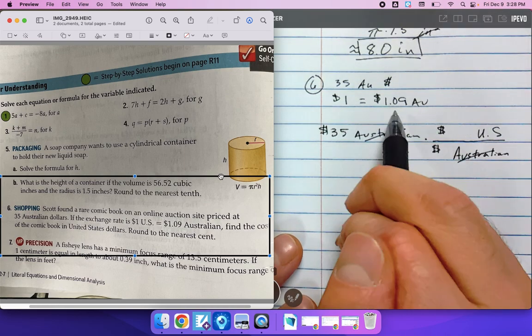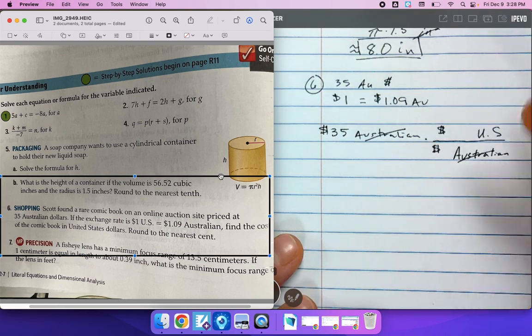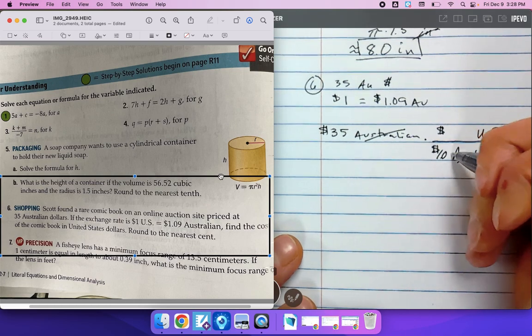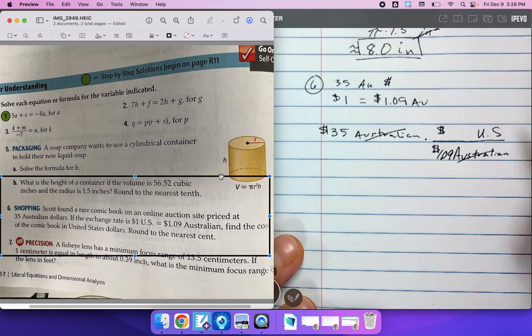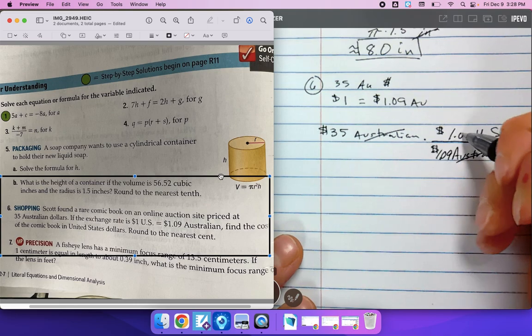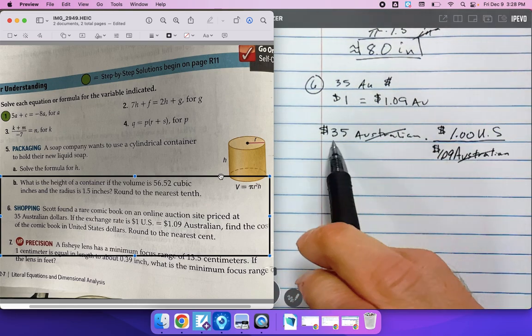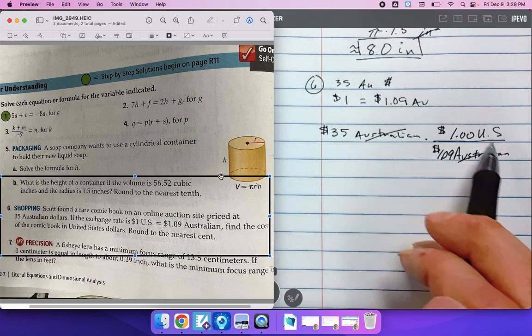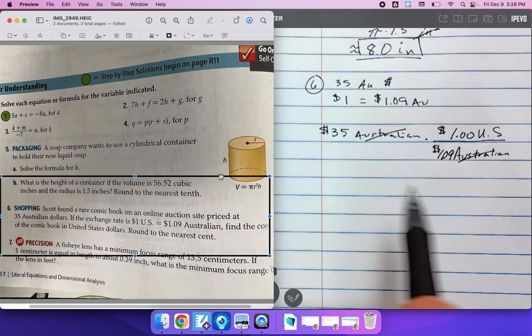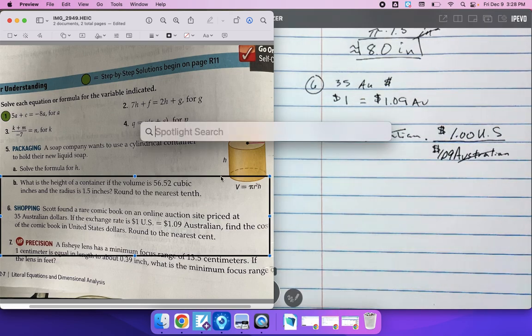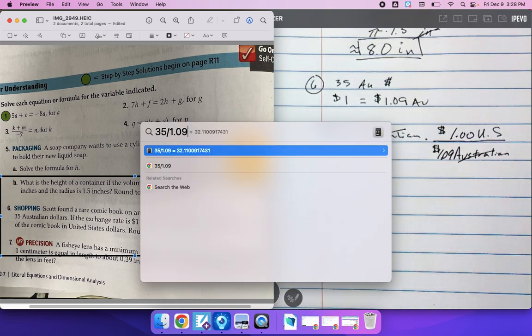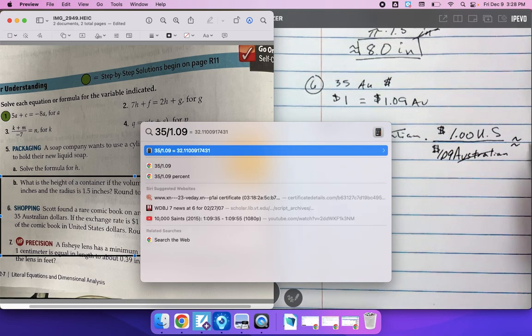So either my number 1.09 goes here or here, but because the rate is $1.09 Australian for every $1 American, that's what we would do. We always scan through our numerator. 35 times 1 is just 35. We scan through our denominators, and since multiplying by 1 is unnecessary, I'm just going to do this. And my new cost is going to be approximately $32.11.